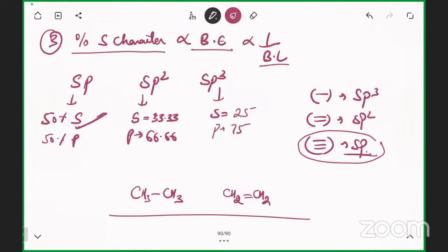Double bond, sir. This one has more s character, no? Just because the double bond is there. So if a double bond is there, it means 33.33 percent s character is there. So the percentage of s character is more, the bond energy will be more. So it's a basic thing.